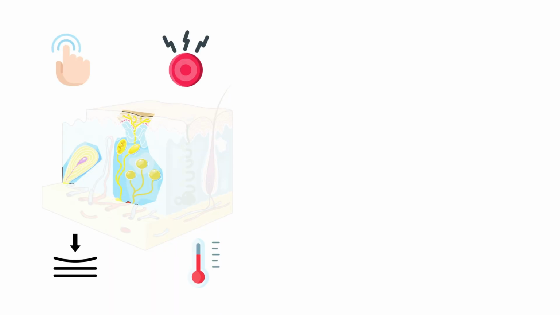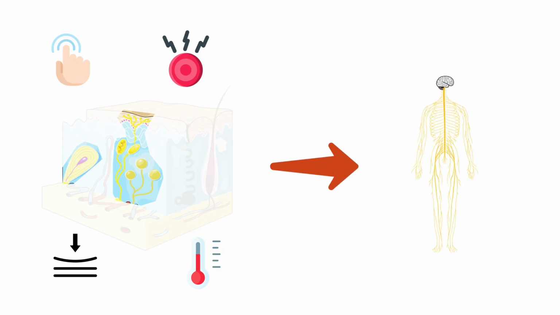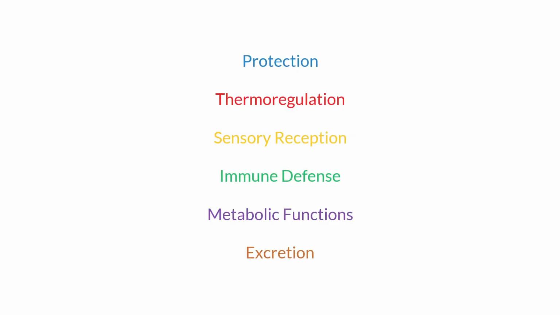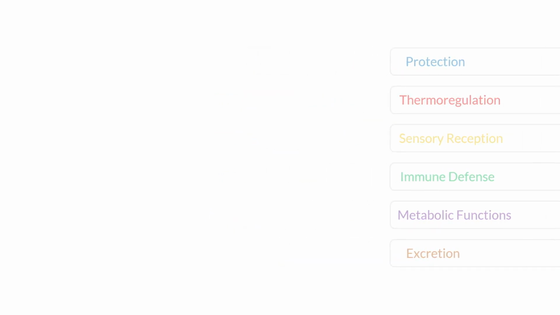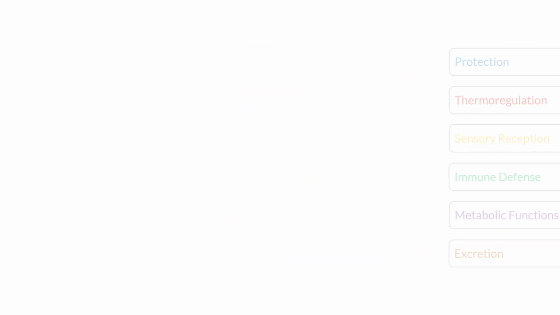Through specialized sensory receptors, it detects touch, pressure, pain, and temperature, then transmits these signals to the nervous system. This allows the body to perceive stimuli and respond appropriately for protection and adaptation. To make sense of its many roles, we'll divide the skin's functions into clear categories.